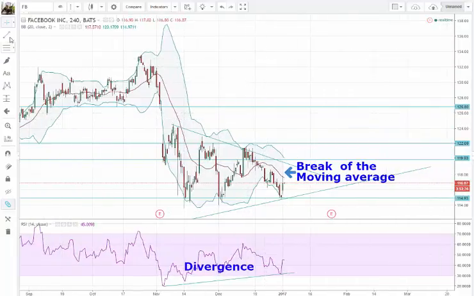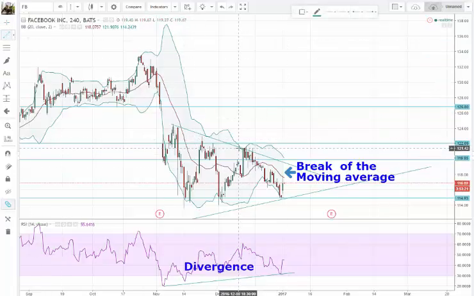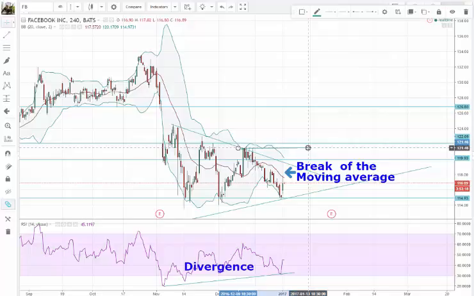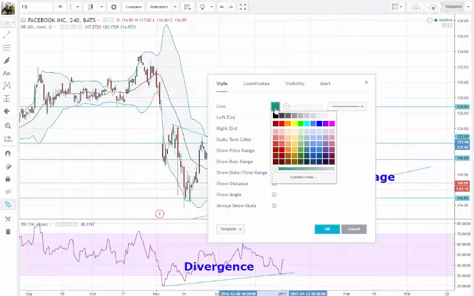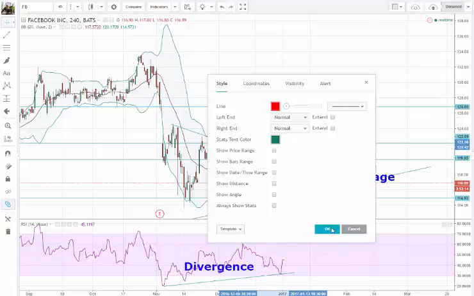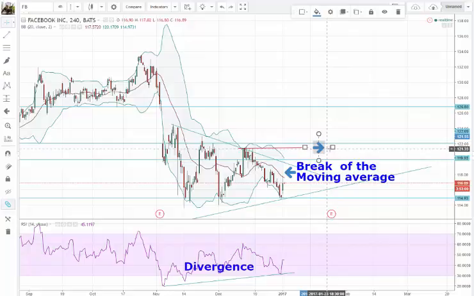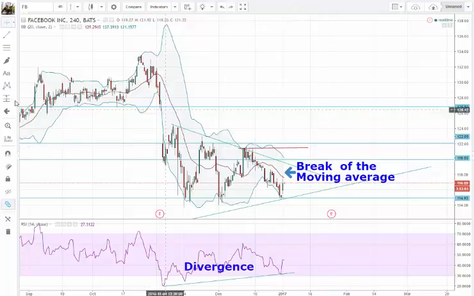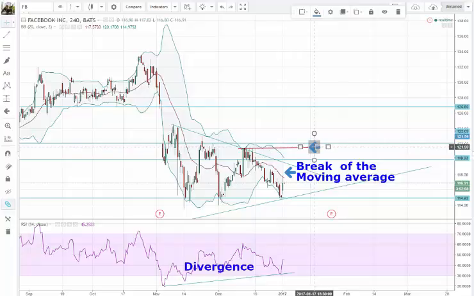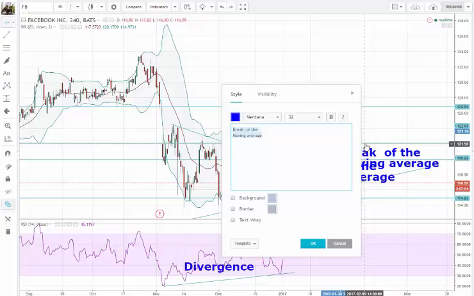Another thing I would like to see is a break of this level. I think this is a very important level. Let's make this one red for now, because this level doesn't work that way. This level is important to me. Why? Because once this breaks, I start to see a higher high.